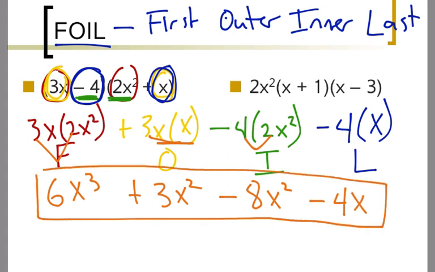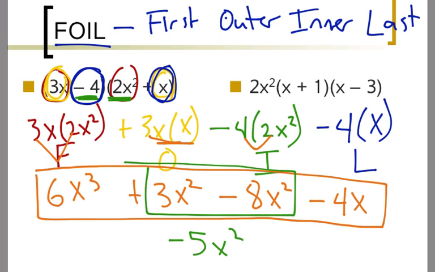Actually, it's not my simplified answer. There is actually one thing I need to look for, which is some like terms here. And you can see in the middle, I've got 3x squared and negative 8x squared. Those are like terms, so I want to actually simplify those and give me negative 5x squared. So I get 6x to the third minus 5x squared minus 4x.